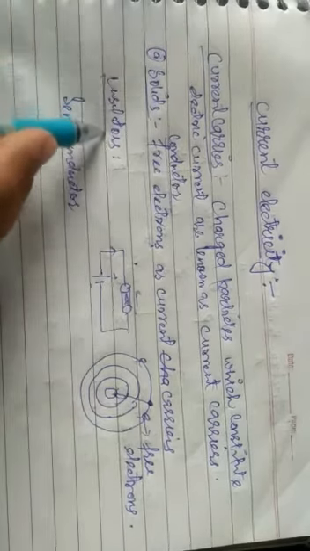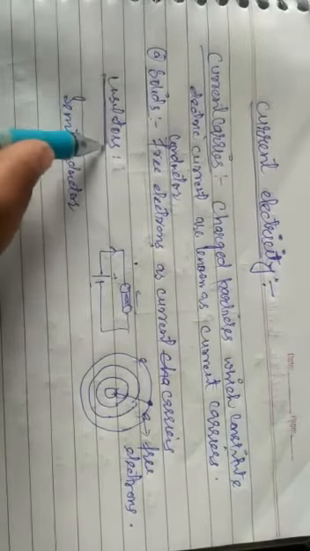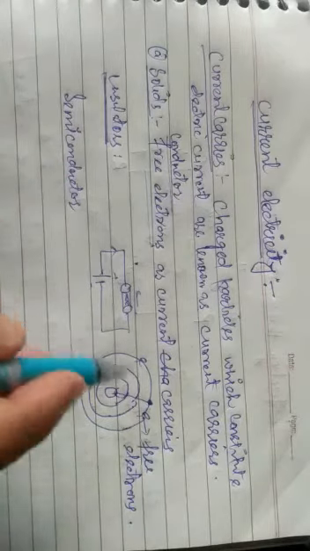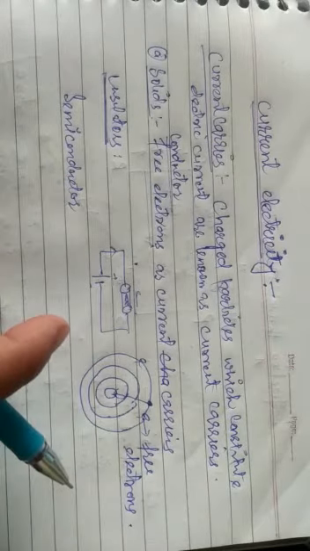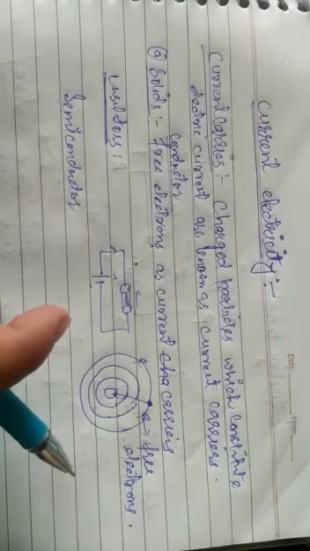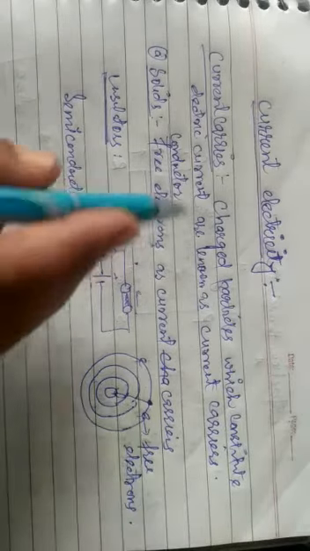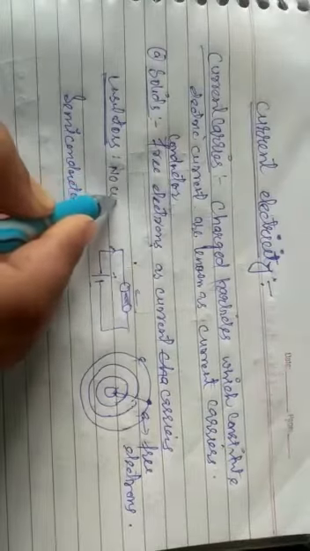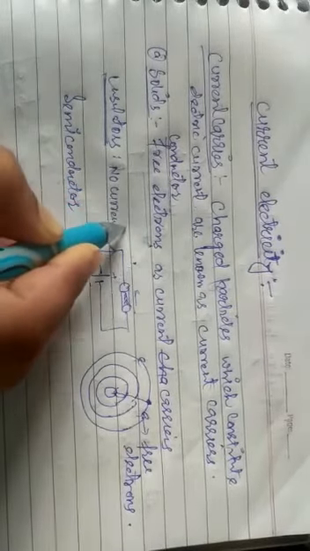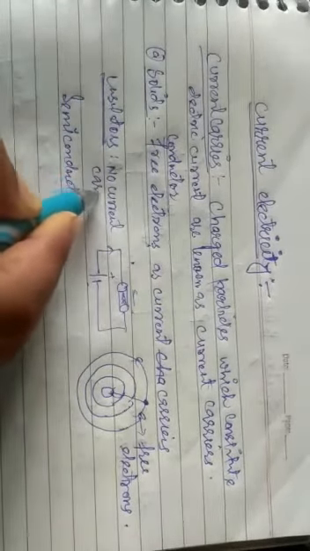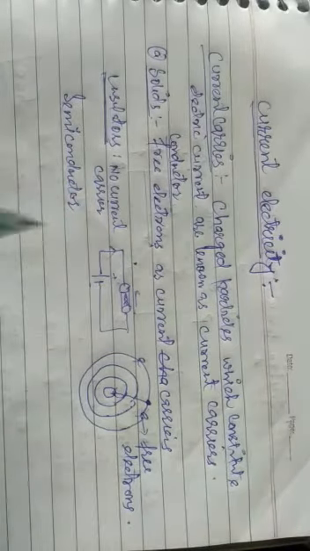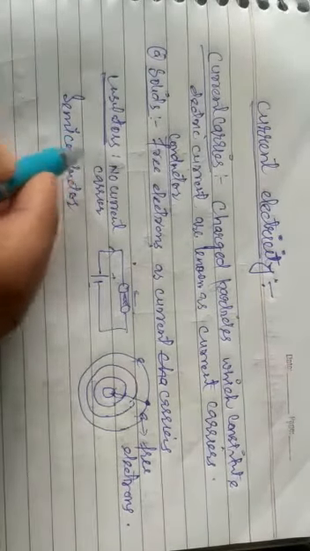Insulators are the materials in which all the electrons are tightly bound to the parent atoms. Hence, there are no free electrons, hence no current carrier. In insulators, no current carrier.